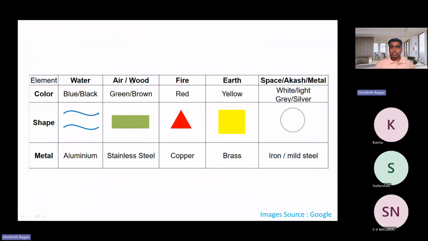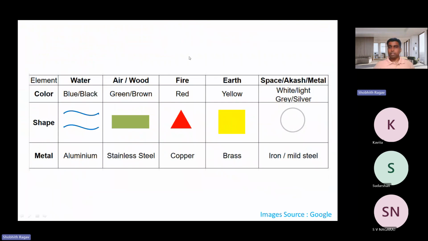So these are the 5 elements. I think we already spoke in the first class. The water element, then we have the air element. We also call it wood element, because in Chinese terminology they use it as a wood element, because the tree or the wood has air element. And the colors they take are green and brown.